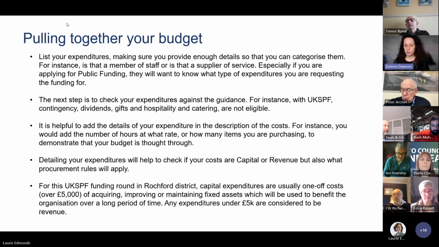Once you've done your list of expenditures, you will then check your expenditure against the guidance. For instance, with UKSPF, some costs are not eligible. Many of you would have included, for instance, contingency. This is not a cost that is eligible. Dividends, for instance, if you're a business and you draw dividends from the business for your time, is not an eligible cost. Gifts are not eligible under UKSPF. Hospitality and catering. When we say hospitality and catering, it doesn't include refreshments for volunteers. So refreshments for volunteers are eligible, that's fine, not a problem.